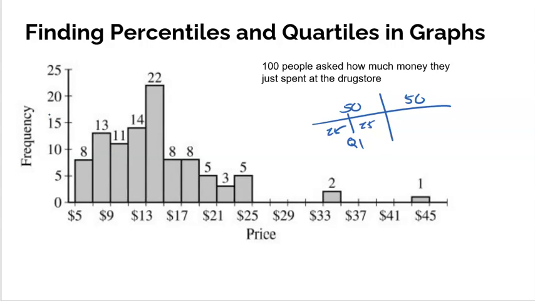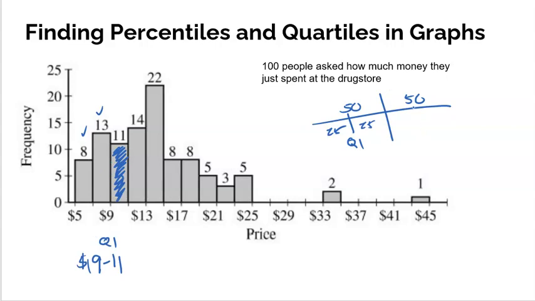So again, where is the 26th value and the 25th value? So we got 8 and then we got 13. So now we're at 21. So in these first two bins, we got 21. And then I got 11. So if I go to 11, that now puts me at 32, which means the 25th and 26th value are somewhere in this bin. So that means the first quartile, Q1, is somewhere between $9 and $11. I don't know exactly what it is, but it's somewhere in that bin.